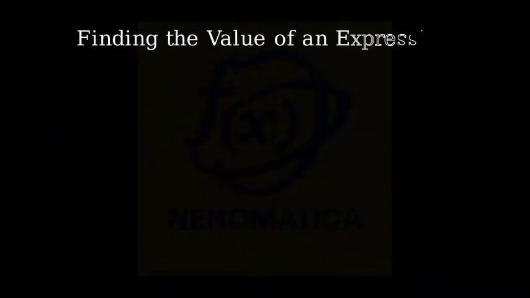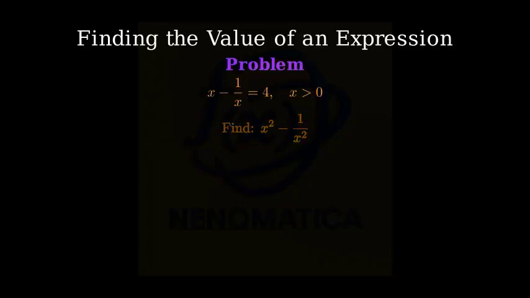Welcome to this math tutorial. Today, we'll solve a problem involving algebraic manipulation of expressions. We're given that x minus 1 over x equals 4, where x is greater than 0. Our task is to find the value of x squared minus 1 over x squared.